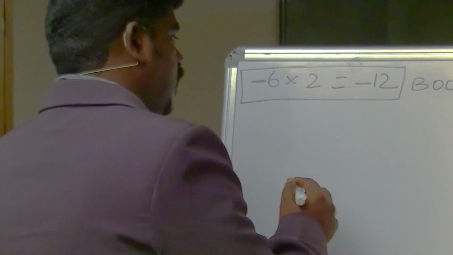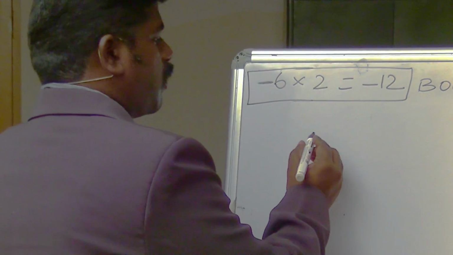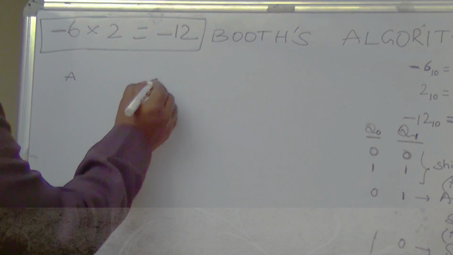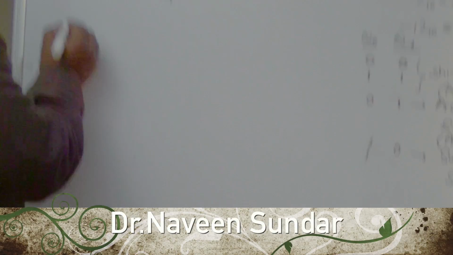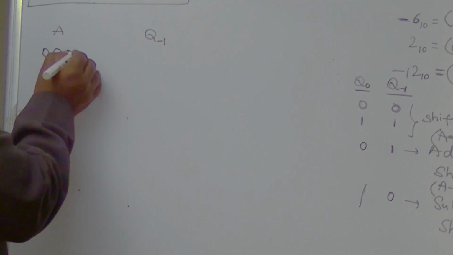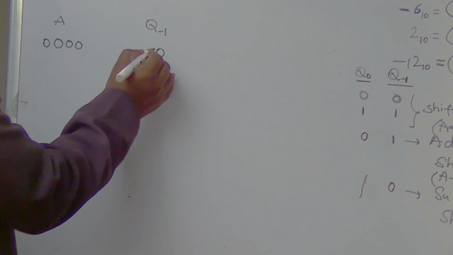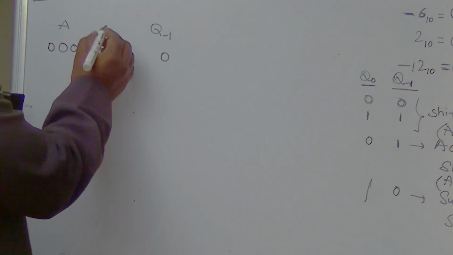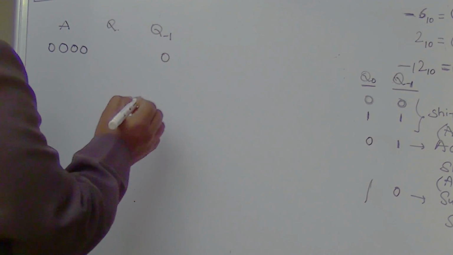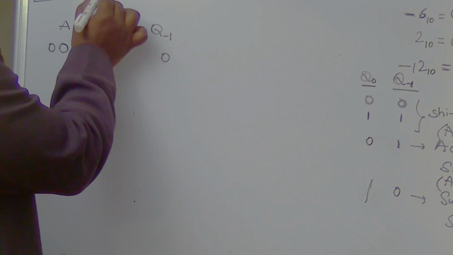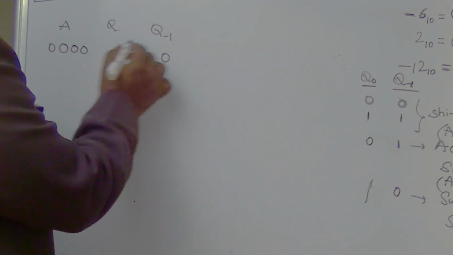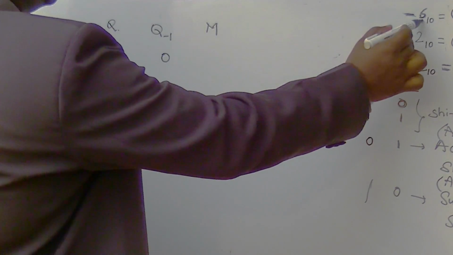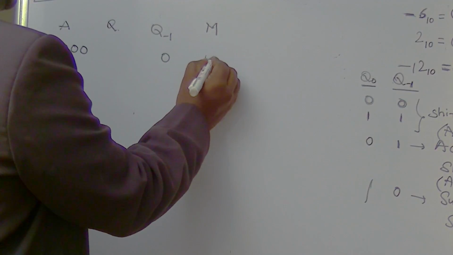Before that, we initialize the registers. We are going to use A and Q minus 1. Both we initialize as 4 zeros for A and a single bit 0 for Q minus 1. The next is Q, that is the multiplier, the value of 2. M is the multiplicand, M is minus 6, so that is 1 0 1 0.